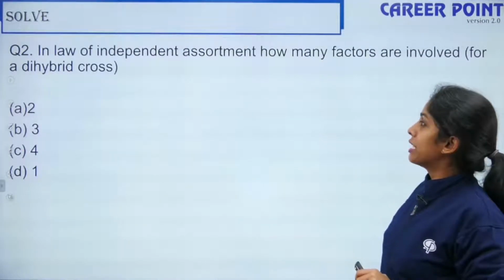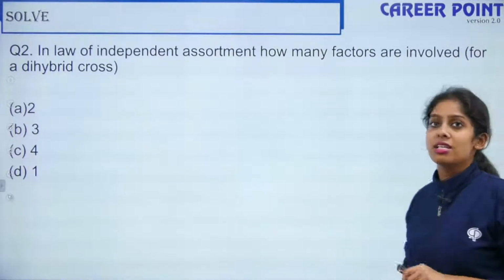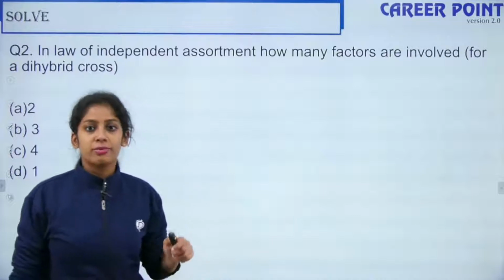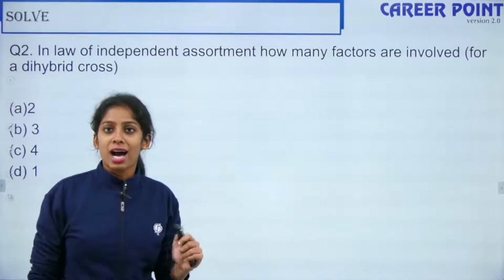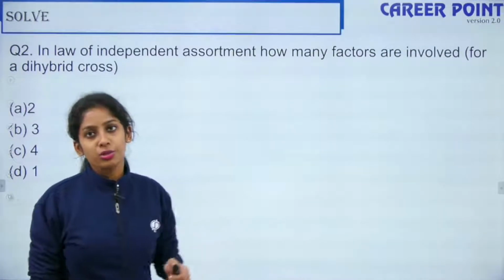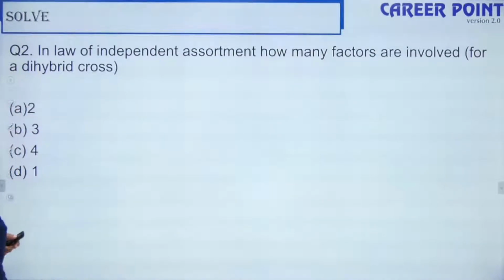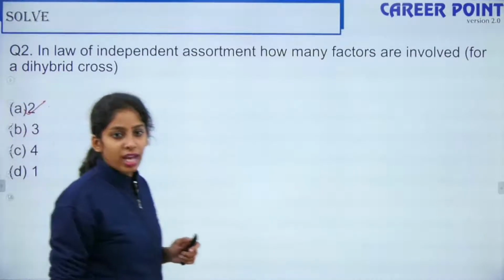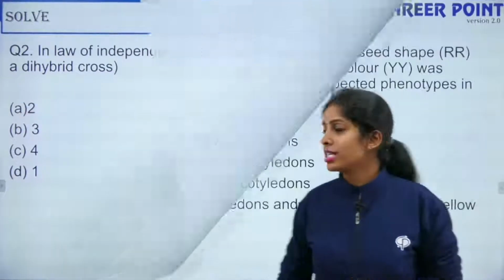In the law of independent assortment, how many factors are involved for a dihybrid cross? The law of independent assortment is based on a dihybrid cross. Dihybrid, di is 2, so there are 2 characters involved. Since they are asking how many factors, it is 2. You have your seed shape and your seed color.